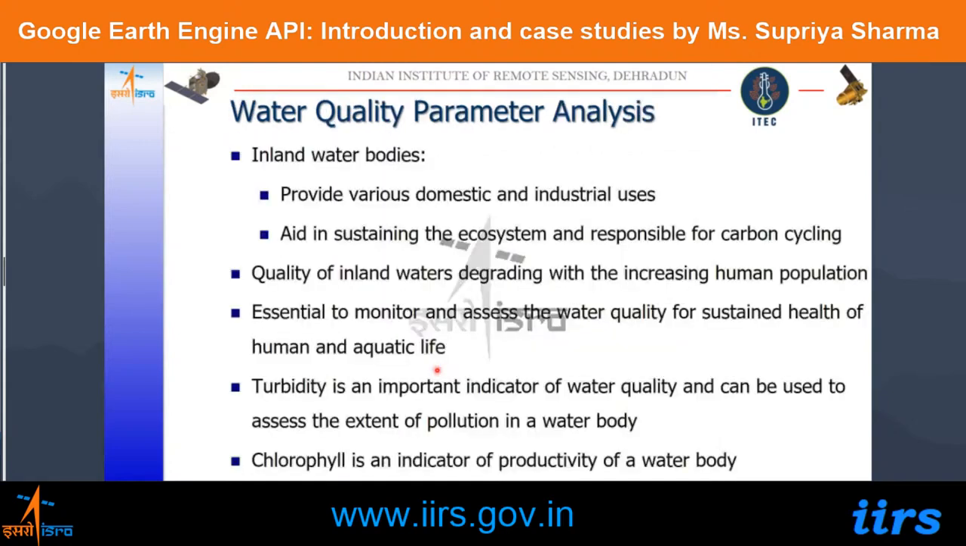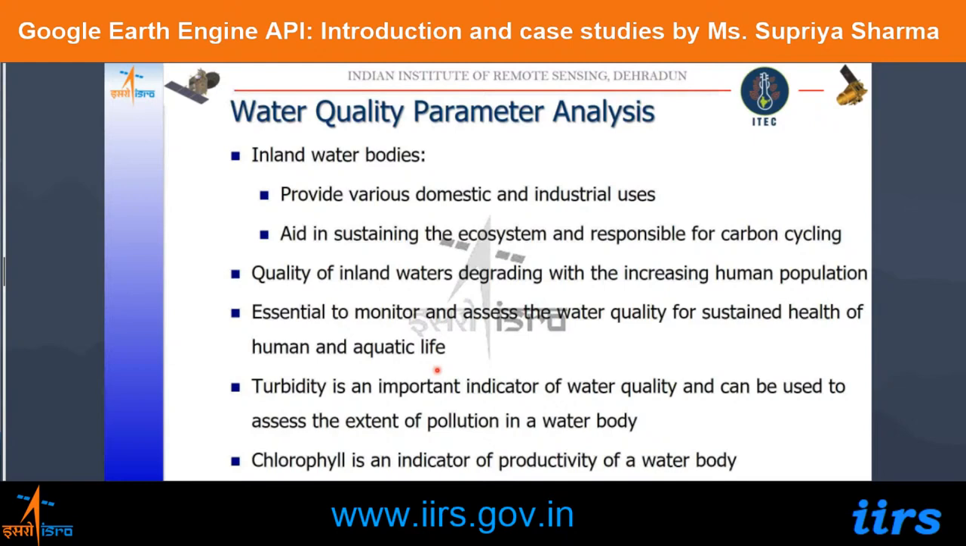Another application that we built here at IIRS is for water quality parameter analysis. So inland water bodies, we know, provide us various domestic and industrial uses, and they aid in sustaining the ecosystem. They are also responsible for carbon cycling. However, the quality of inland waters is decreasing with the increasing human population. Therefore, it becomes essential to monitor and assess this water quality.